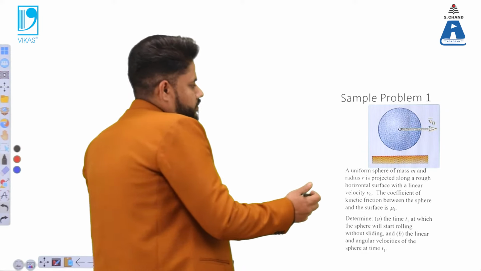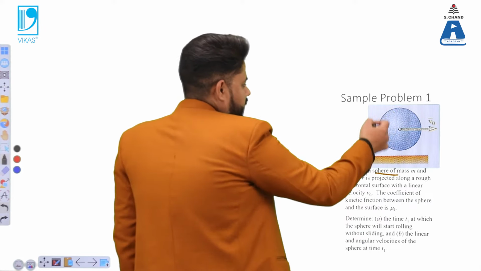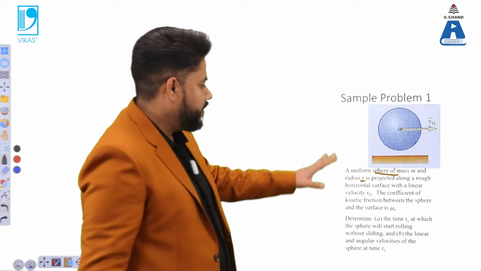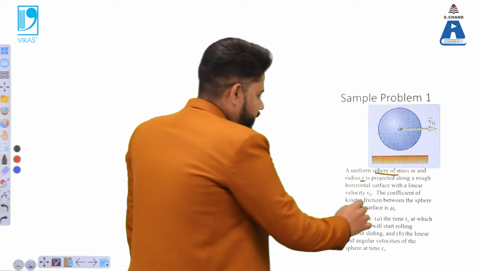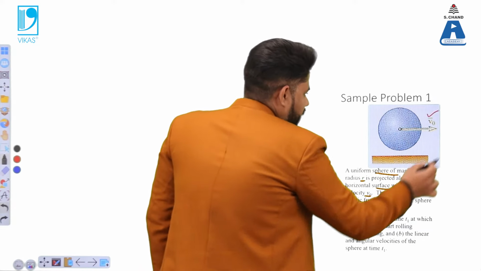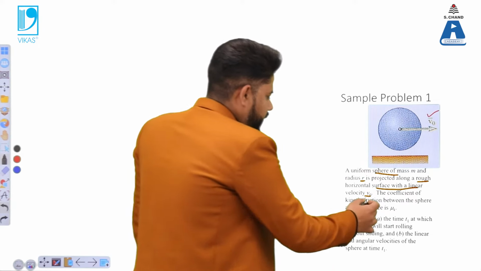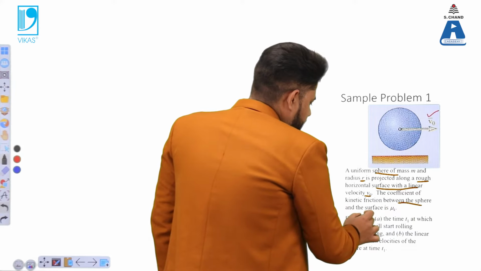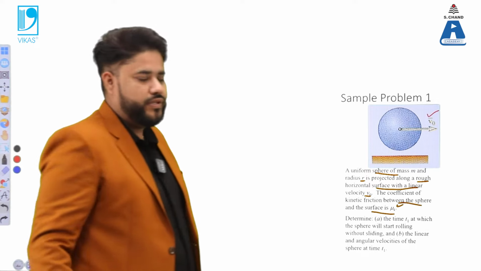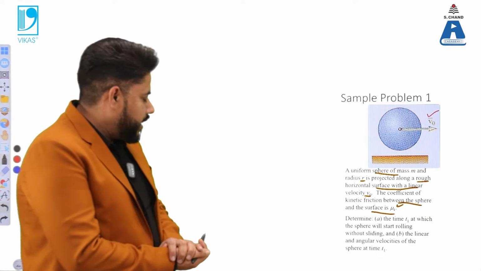So here is that problem. It says that there is a uniform sphere of mass m with radius r. The sphere is projected along a rough horizontal surface with linear velocity v. The velocity is mentioned, mass is mentioned, radius is also mentioned. The coefficient of kinetic friction between the sphere and the surface is mu k.